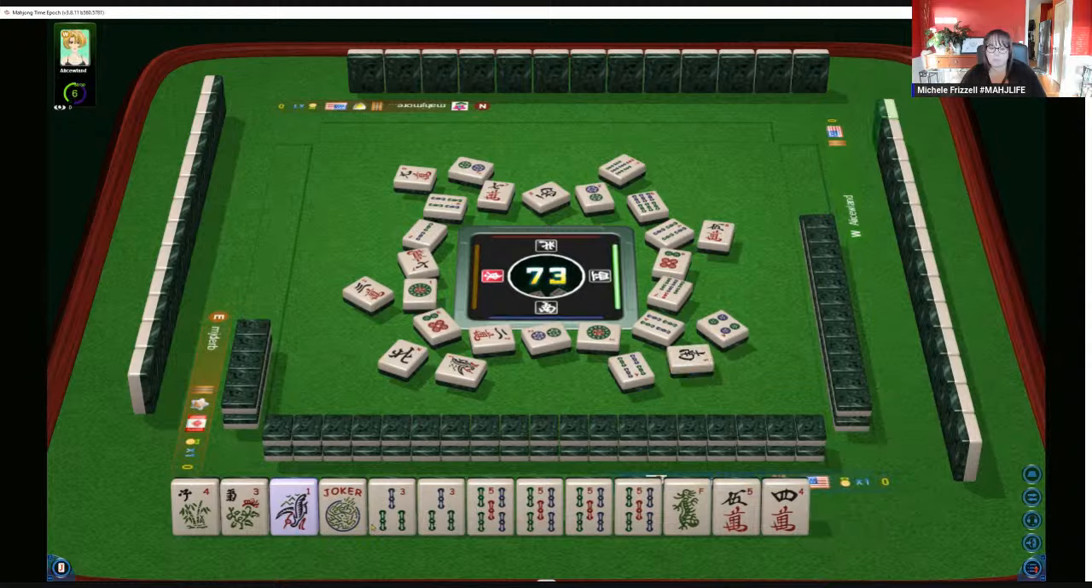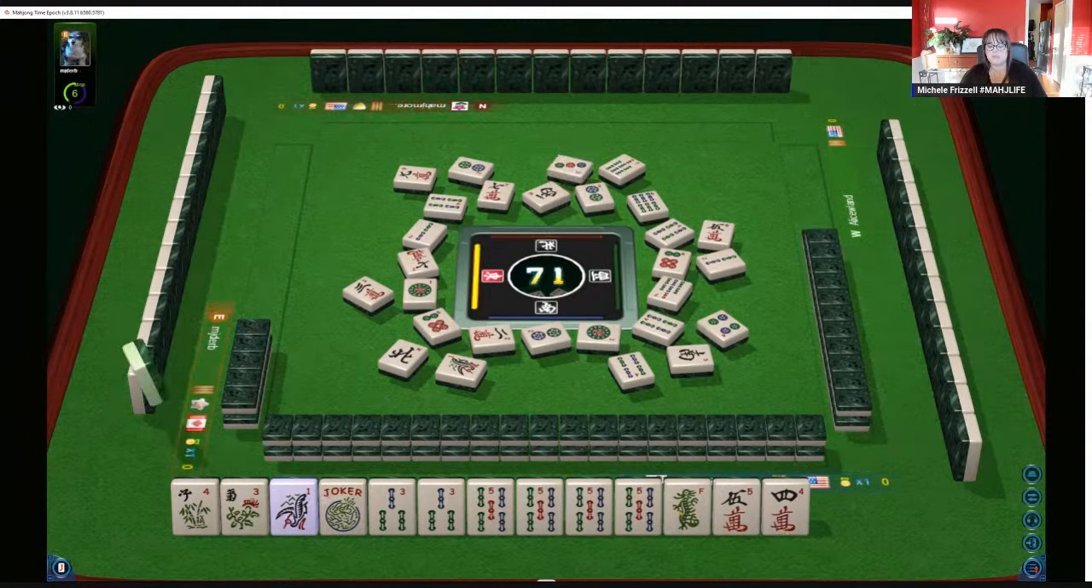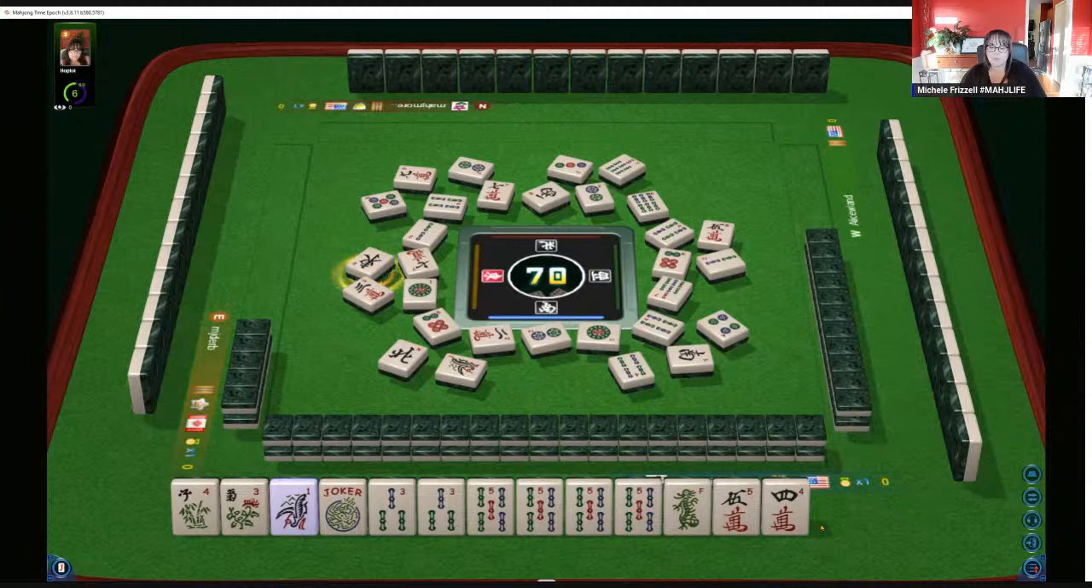South wind. We have our pair of three bams. We have our Kong. We have our pair of flowers. So all we need is the one bam or jokers. Three dots. And this green dragon, of course. Two discards. Five dots. If we can get either east wind, a joker, one bam, or the dragon, I would bump us up to front runner. But I'd say we're a contender.